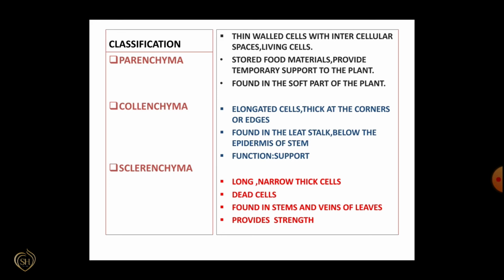These are composed of large thin-walled cells with intercellular spaces. They are living cells. These are mainly located in the soft parts of the plant. It helps to store food materials. It provides temporary support to the plant. For example, potato is mainly composed of parenchyma cells.